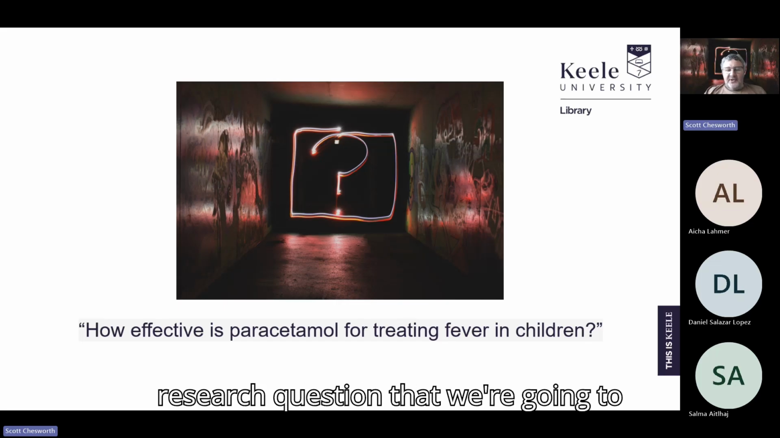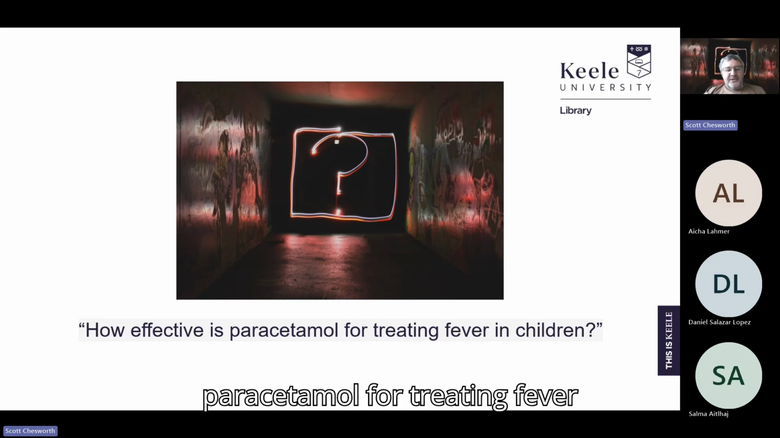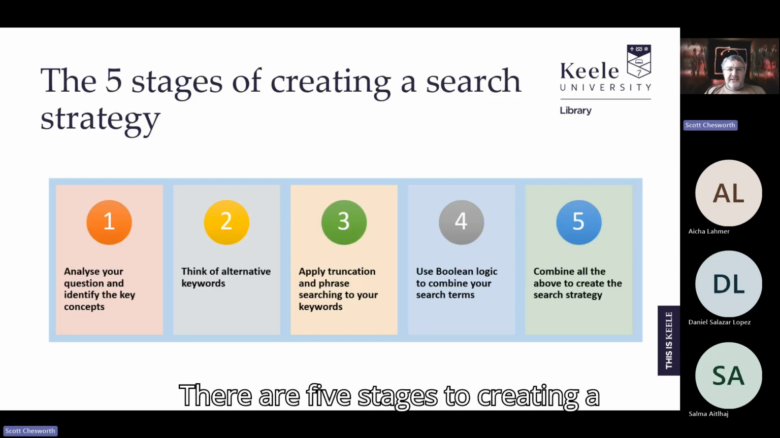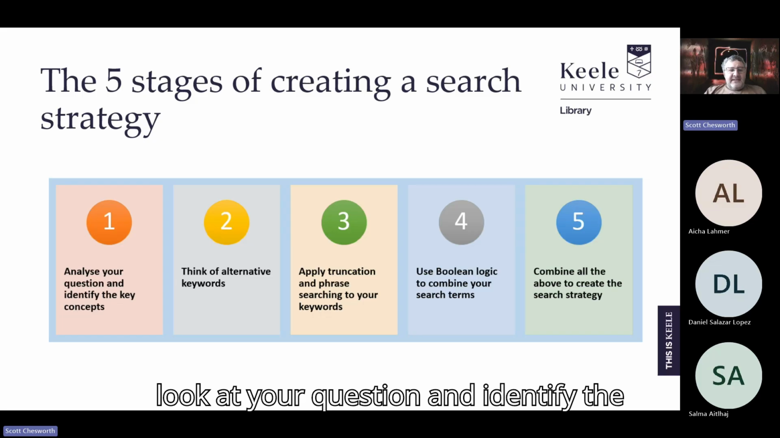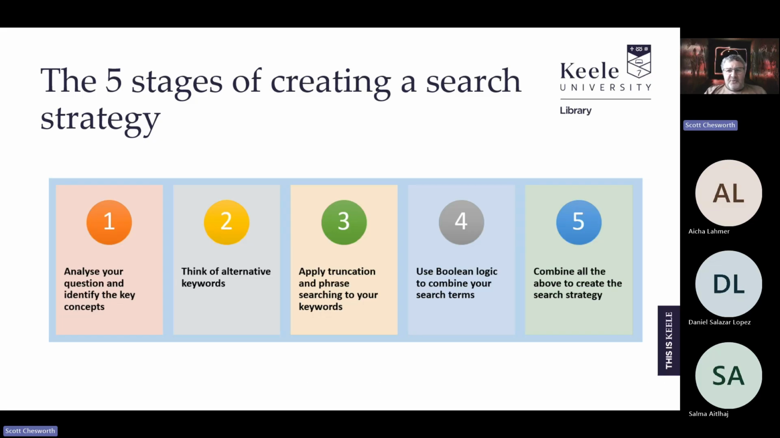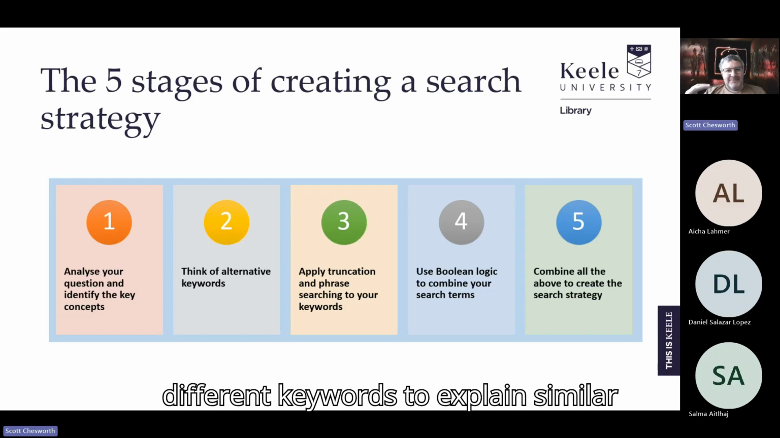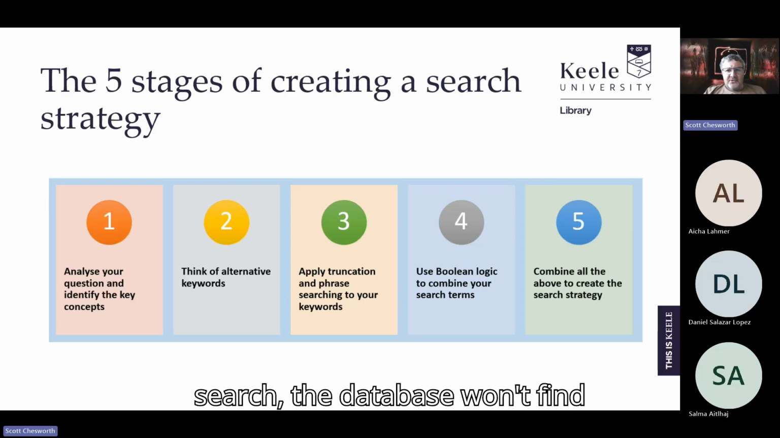So this is the research question that we're going to search for articles on. How effective is paracetamol for treating fever in children? There are 5 stages to creating a search strategy. The first stage is to look at your question and identify the key concepts, the main keywords you would use to begin your search. Then you need to think of alternative keywords, because authors will use different keywords to explain similar concepts. But if you don't include those keywords in your search, the database won't find those articles.